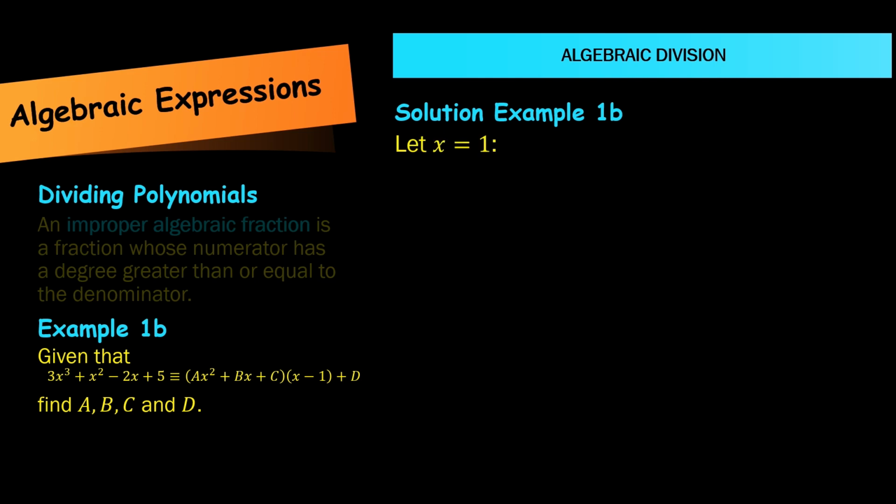We're going to begin by letting x equal 1. You may be wondering why we've chosen this particular value. If we look at this expression, notice what happens when we put x equal to 1 here, highlighted in the red box. Clearly, this bit is going to equal 0, and then we're going to find a nice neat expression for d. So let's plug in x equal to 1.